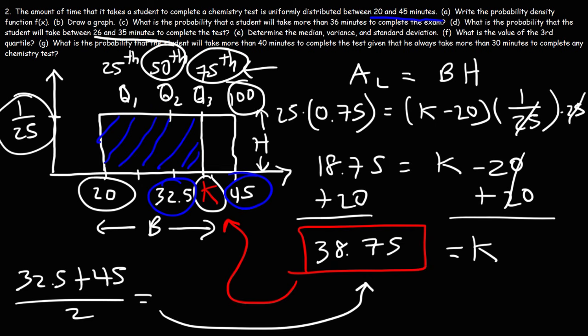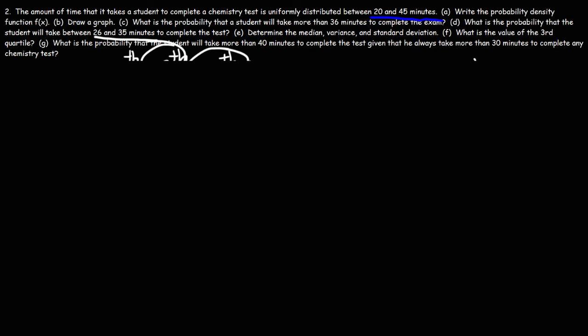Now, let's move on to the last part, part G. What is the probability that the student will take more than 40 minutes to complete the test, given that he always takes more than 30 minutes to complete any chemistry test? So we have the keyword given. Go ahead and try this problem. So first, we need to recognize that we need to calculate a conditional probability.